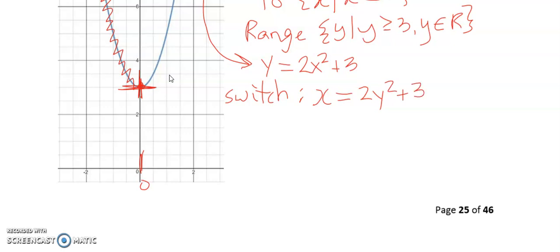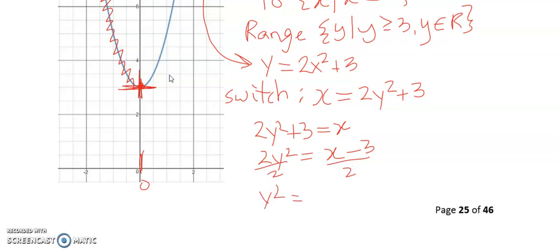But you have to get the y by itself, and then change it into f inverse of x notation. So watch what you'd get. You'd have 2y squared plus 3 equals x. Bring your 3 over. That becomes x minus 3. Divide both sides by 2. You get y squared equals x minus 3 over 2.